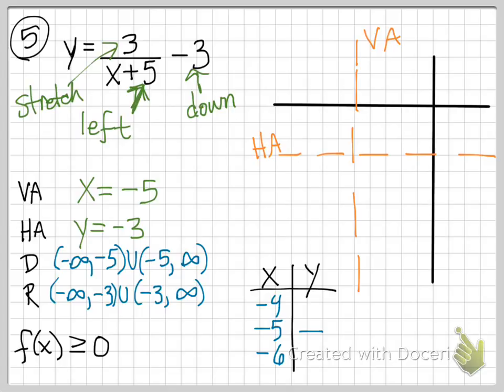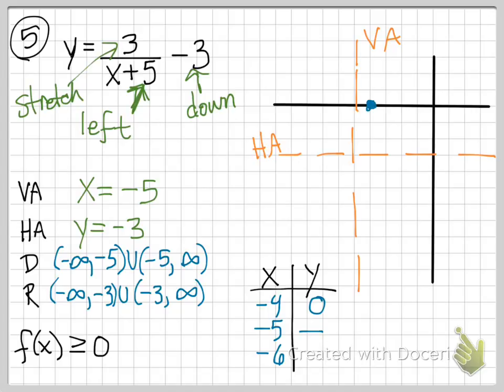So plug in negative 4. Negative 4 plus 5 gives me positive 1. 3 divided by 1 is 3. 3 minus 3 is 0. So at negative 4, it's at 0. That's right on the axis.